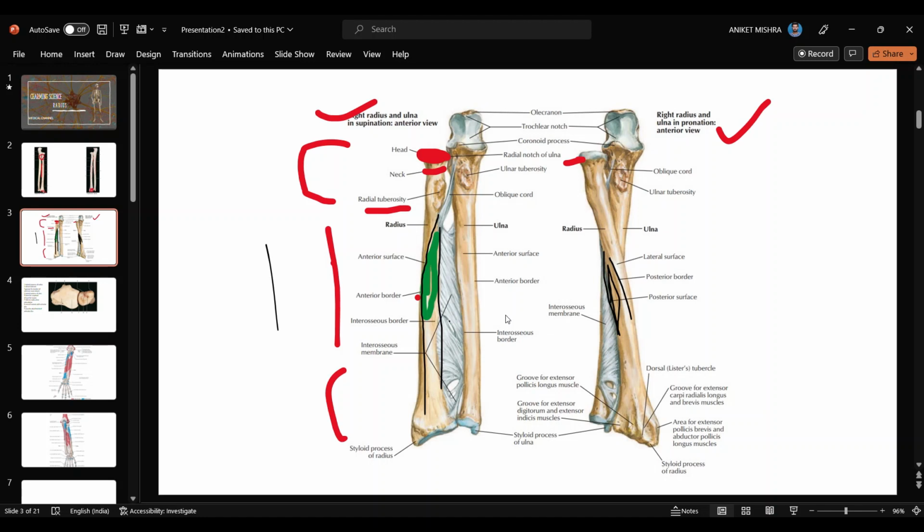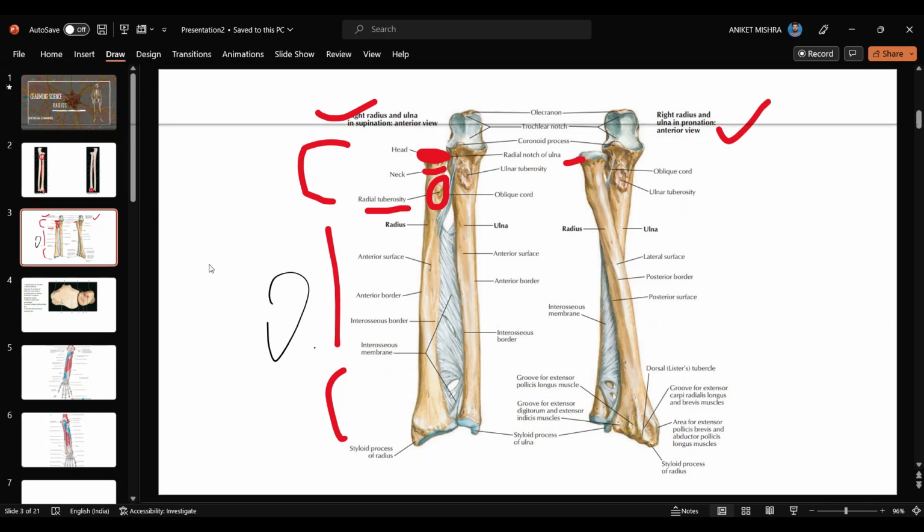Okay. So when we are going to talk about its lower end, we have to see that it has about 5 surfaces on its lower end. So when we are going to discuss the lower end, let me remove all the things. It's okay. So how do we determine its sides?